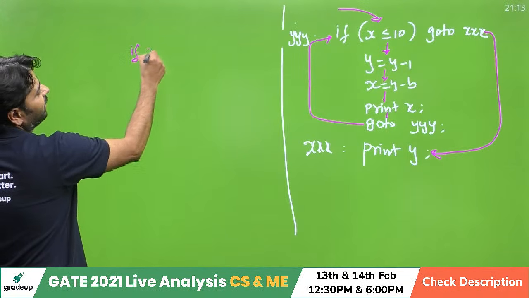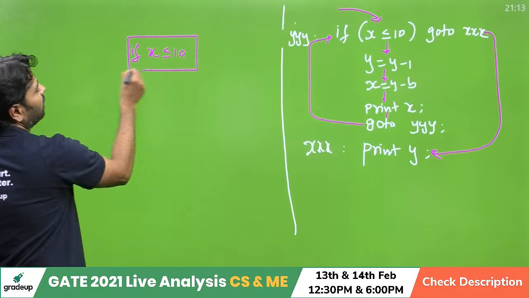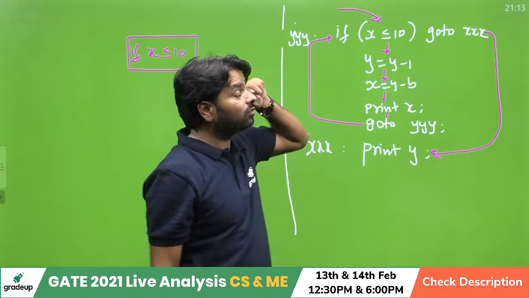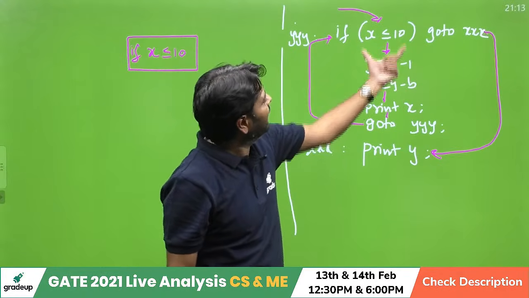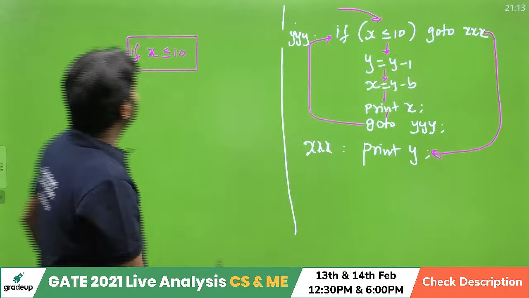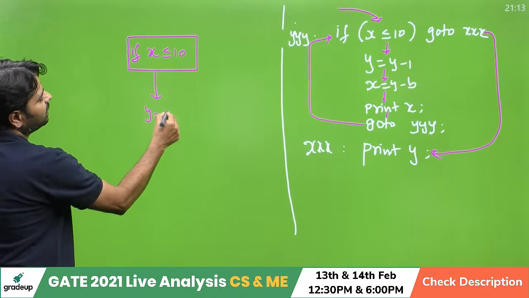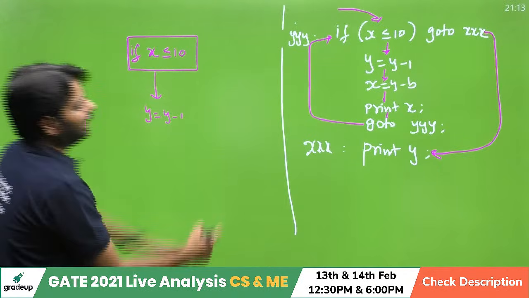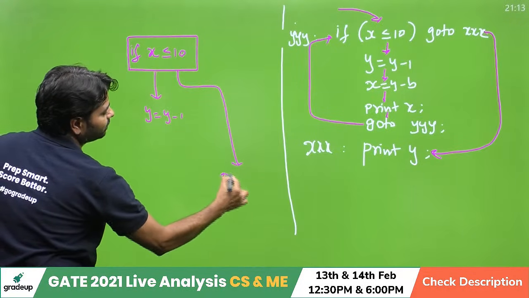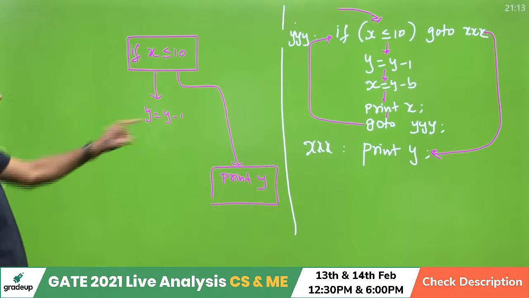If x less than or equal to 10 is in one block, because I can't add this one here, this one here. Of course goto is fine, that's the edge. I can't add y is equal to y minus 1 because the control is not always coming to here. So we have 2 controls. One control enters into the y is equal to y minus 1 block, and the other control enters into print y. Print y is alone, it's fine. And y is equal to y minus 1.